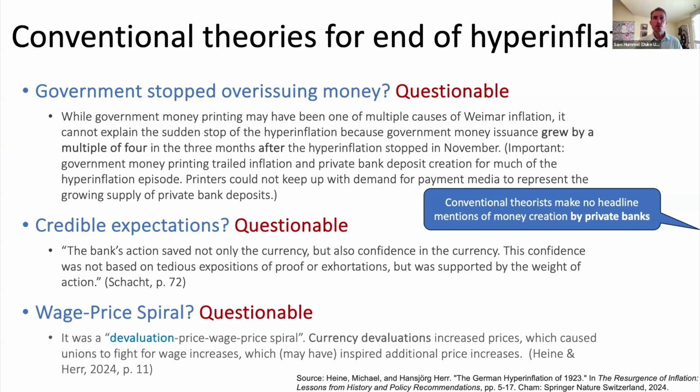The wage price spiral idea, well, actually, other people have looked at it and said it was an exchange rate devaluation price spiral, in that the devaluation of the currency was leading to higher prices for consumers. The consumers and the labor unions were having to fight for higher wages, and maybe that led to additional price increases. I would say that it probably didn't. The devaluation was probably still what was outpacing the wage increases. But in any case, they have identified in this particular paper that it really was a devaluation price spiral.